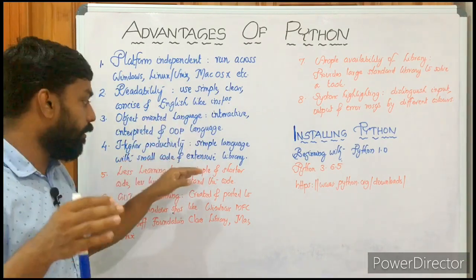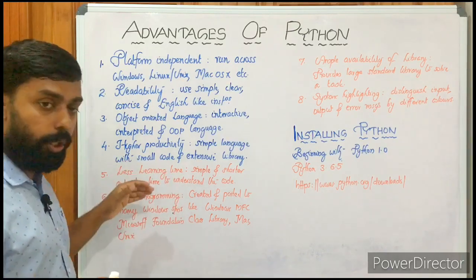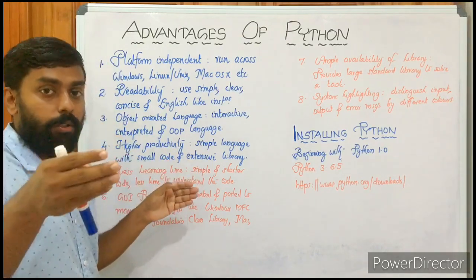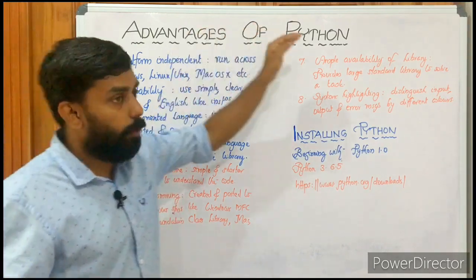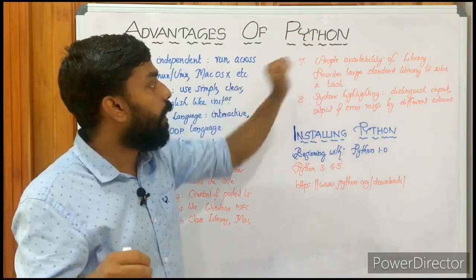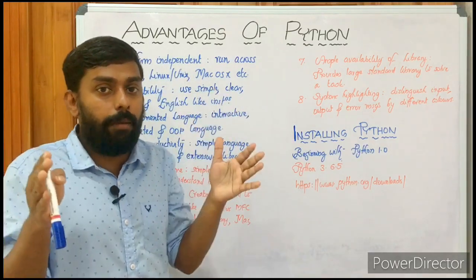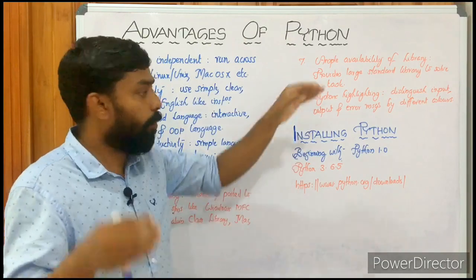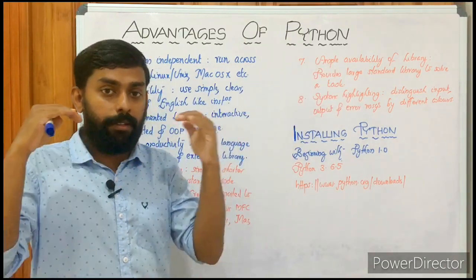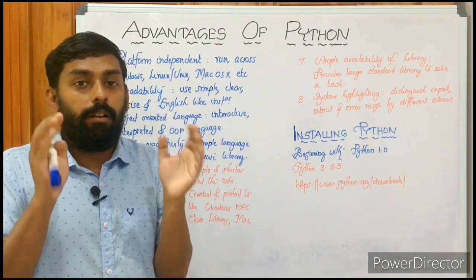Then less learning time: it's simple, with shorter lines of code and less time to understand the code. Then GUI programming: code can be created and ported to any platform, so GUI programming will be very easy. Most commonly used, of course. And ample availability of libraries, meaning a huge, very vast library. So programming is easy and flexible. Then syntax highlighting: input, output and messages can be seen in different colors. That makes programming easy, understandable and readable, of course.